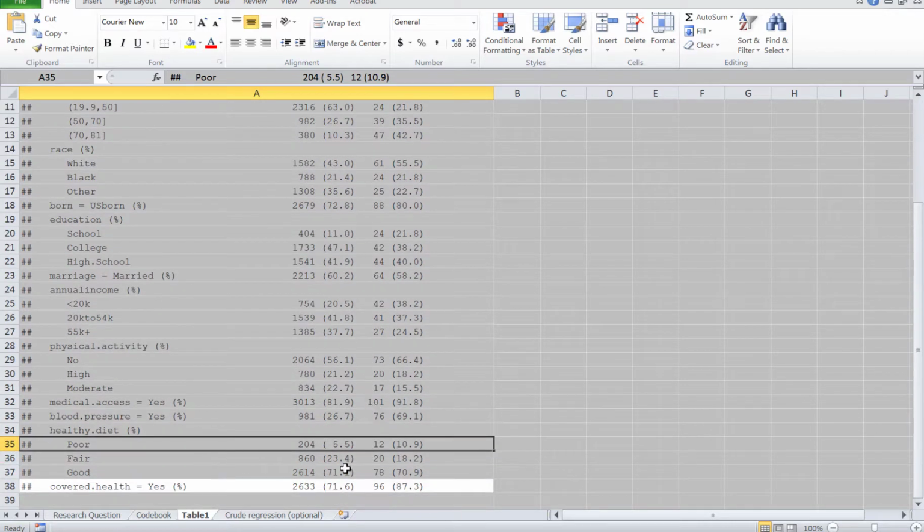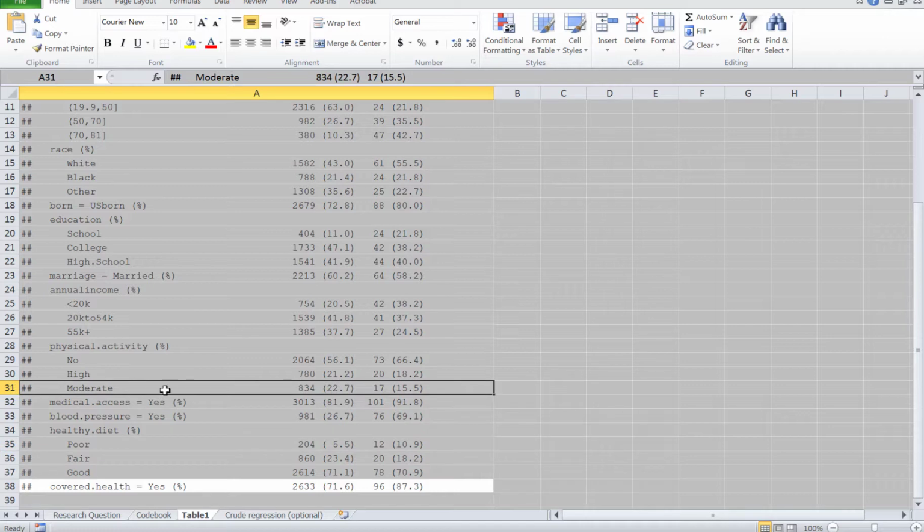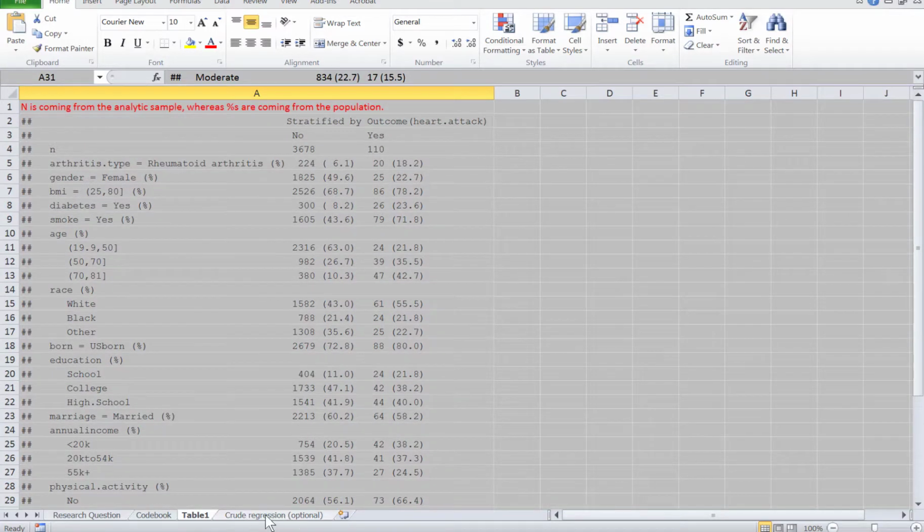Is it possible to maybe merge these poor and fair categories? Is that going to be problematic for interpretation when you are trying to interpret? And you have to take that into consideration when you are having something like 17. Is it a good idea to merge it with the other categories, and is that hampering your interpretation? So these are some of the things that you need to consider. And you can also paste the crude regression, the association between the exposure and outcome variable, in the next worksheet.